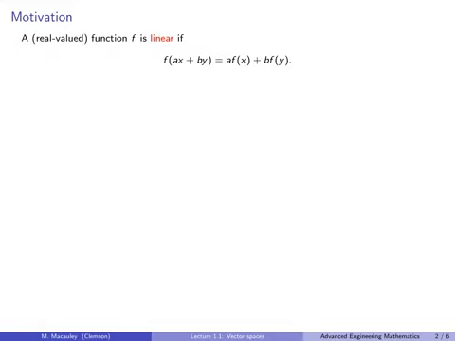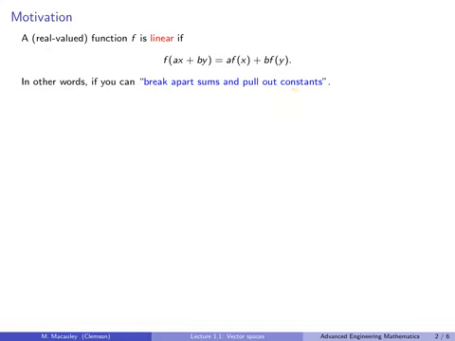A real-valued function f is said to be linear if the following relation holds: f of ax plus by equals a f of x plus b f of y. In other words, in plain English, this just says that you can break apart sums and pull out constants.